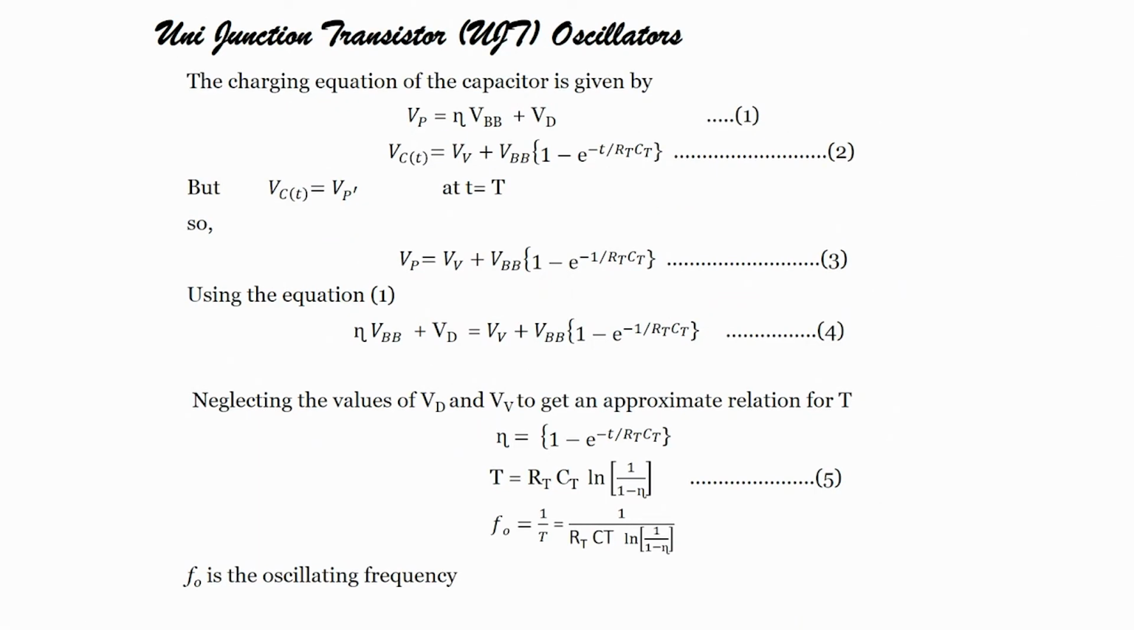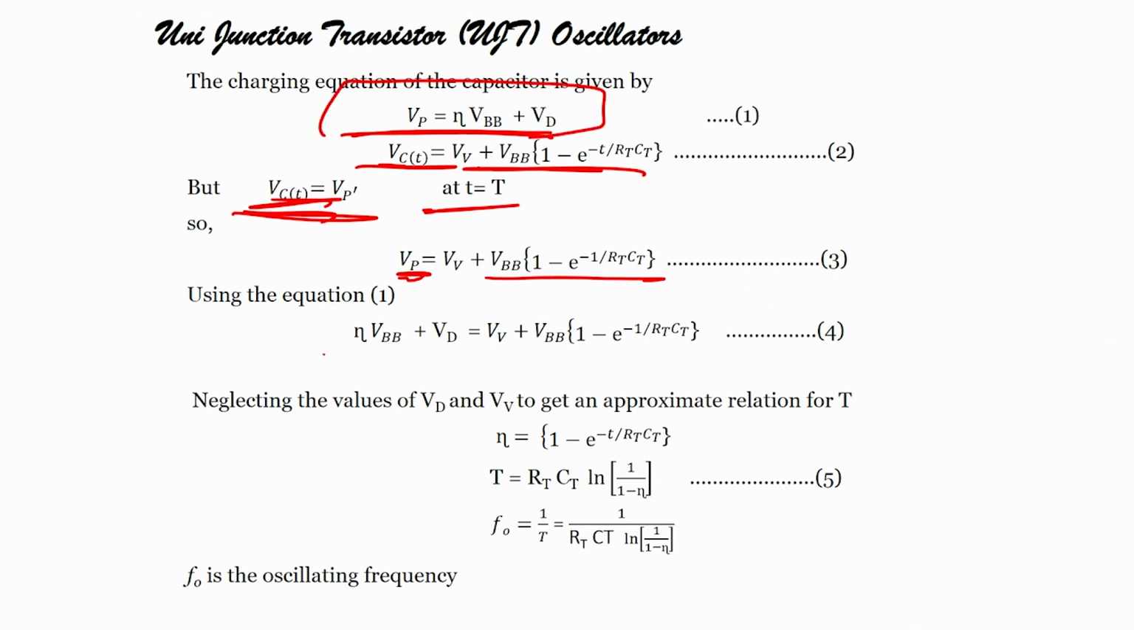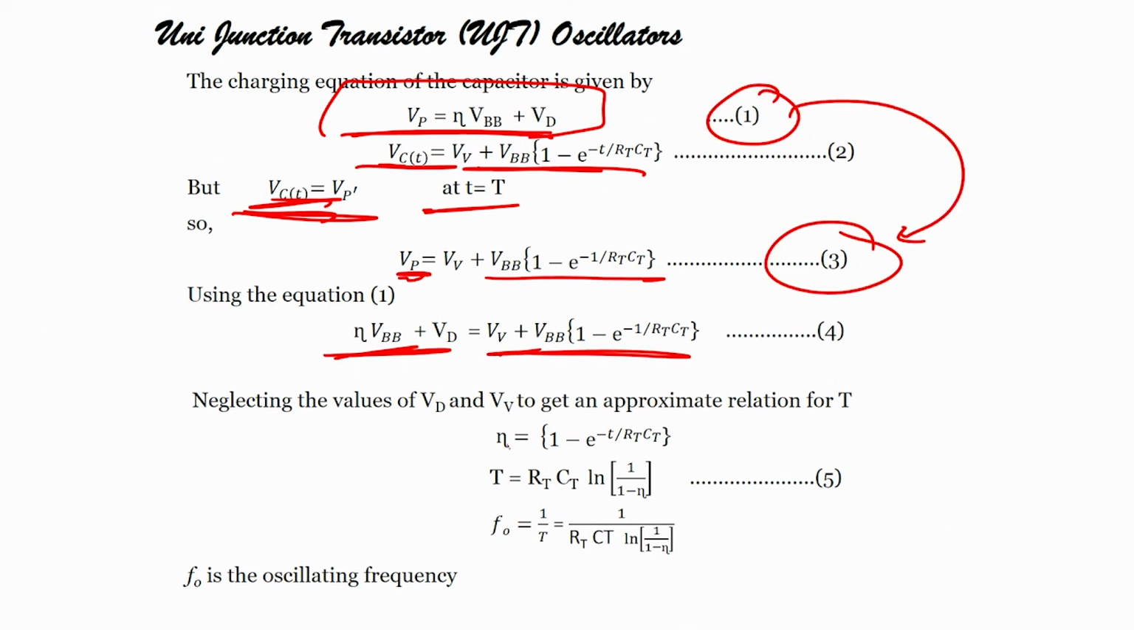If I want to understand the equations, the charging equation of the capacitor is given by Vp equals eta Vbb plus Vd, right. Vct is nothing but Vv plus Vbb into 1 minus e to the power of minus t over RTCT. This is exponential; if you see the graph of how this equation comes, it is very easy to understand. Now at Vct, V is nothing but Vp at time t equals T. So if I substitute the value, what will I have? Vp which is Vct equals this value. Using equation 1, I substitute the value of Vp in equation 3, and I will get this equation.